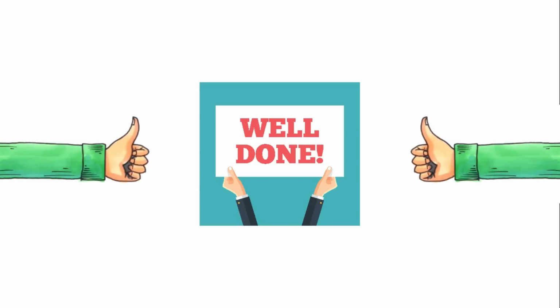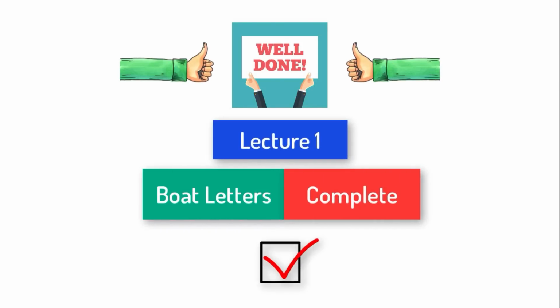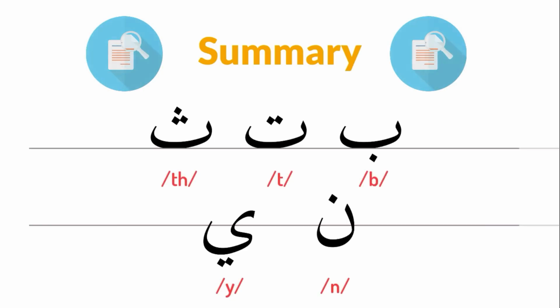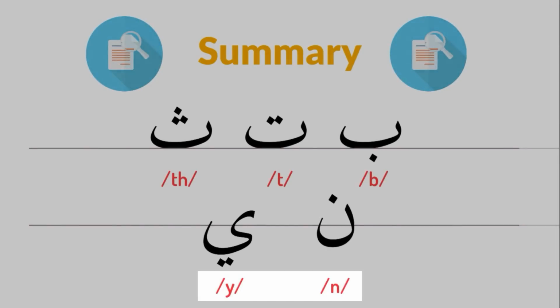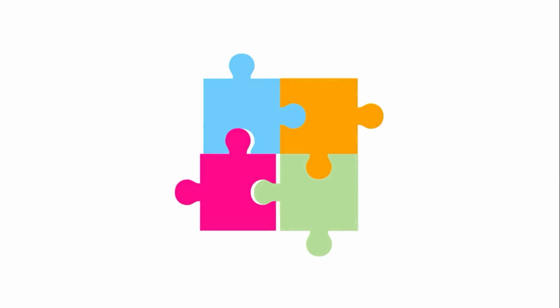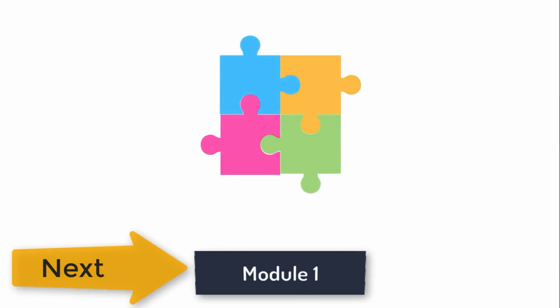Well done. You've now completed the first group of letters, the boat letters. We now have a summary of the 5 letters we have covered up to this point. At this early stage, it would be a good idea for you to become familiar with the transliterations until you are more confident of their true sounds. Remember the 4 principles: listen, repeat, practice, and perfect. Once you feel confident and have perfected these letters, move on to the next section.